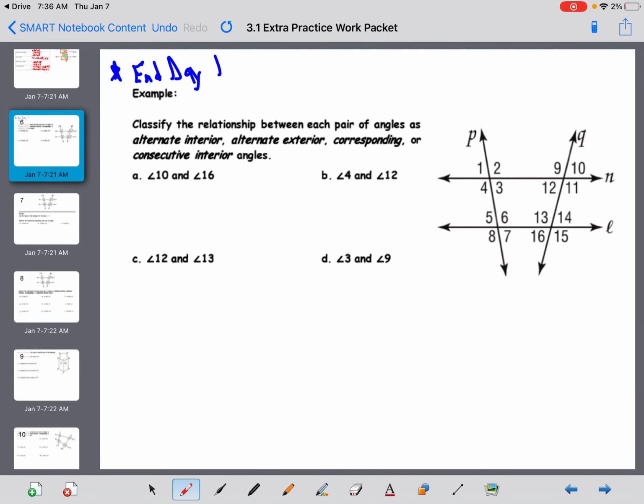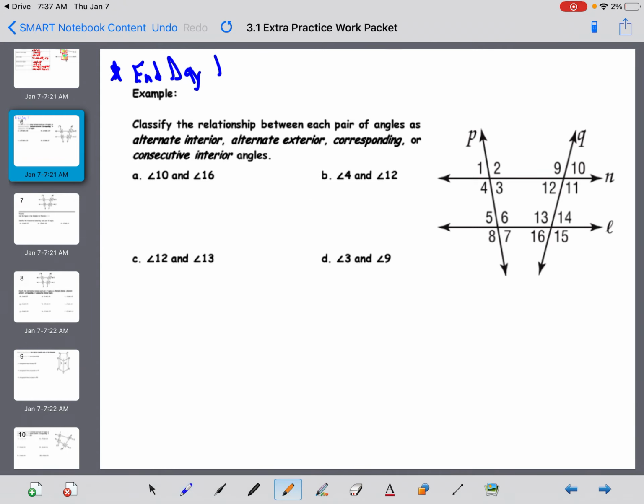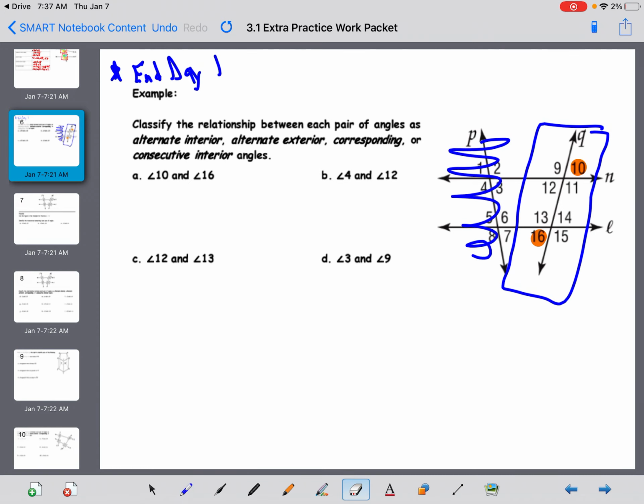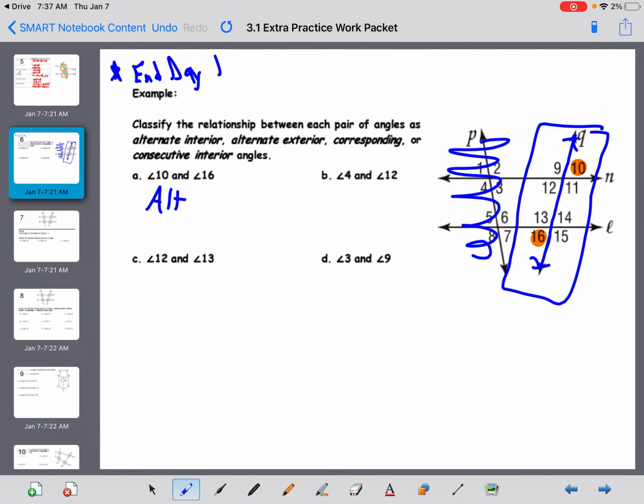All right. All they want us to do is to classify the relationship between each pair of angles. So they give us angle 10 and angle 16. Okay. So this is the area that we're going to focus our attention on and not worry about this at all for right now. These angles are on the exterior and they are on alternate sides of the transversal. So these are alternate exterior.